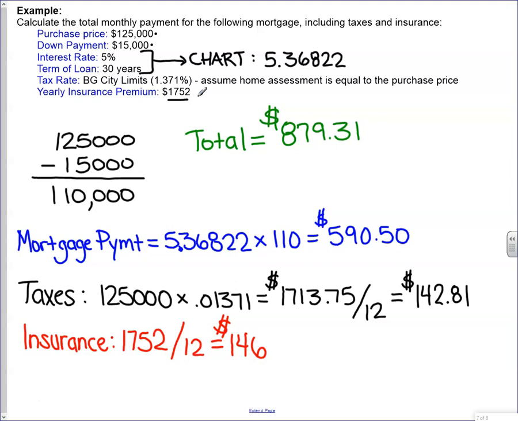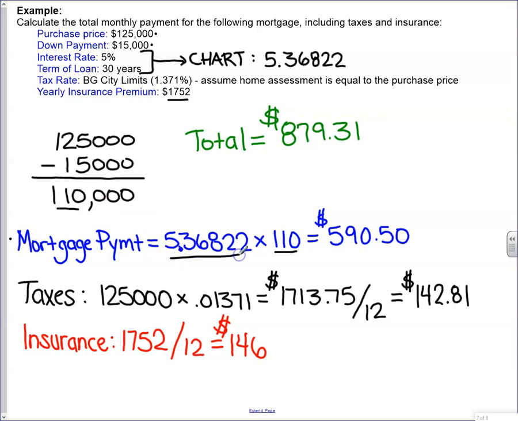So first we're going to start with our mortgage payment. We bought the house for $125,000. We have a $15,000 down payment. When we subtract those, we get $110,000. So that's where this 110 comes from, right? It is the number of thousands we borrowed.